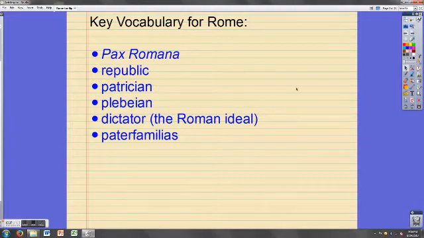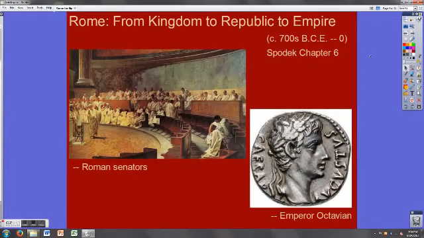Okay, so like I said, we're talking about the transition that Rome had from a kingdom to a republic to an empire. We're also talking about how that transition affected the other territories and the other peoples that Rome came into contact with. And that transition took about 700 years or so, from the 700s BCE to right around the year 0, and it's the first part of chapter 6 of Spodak.